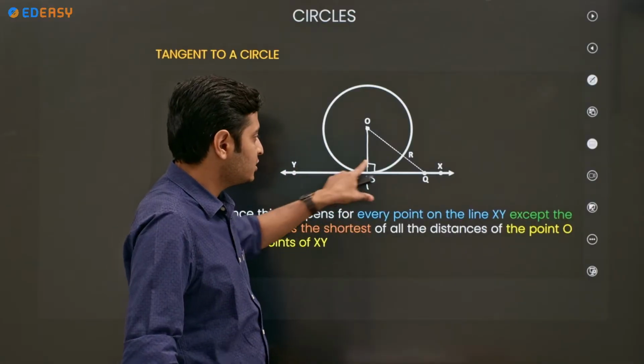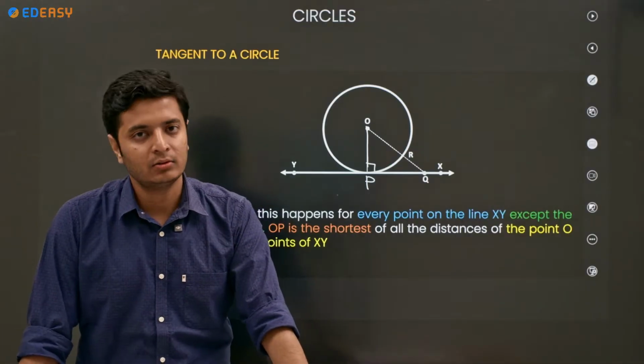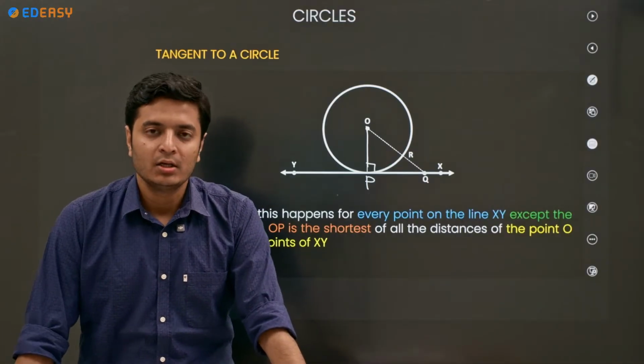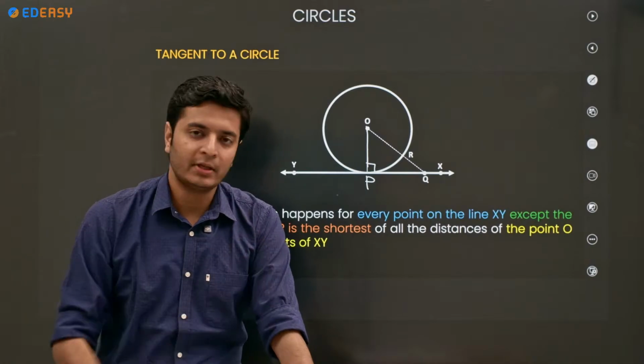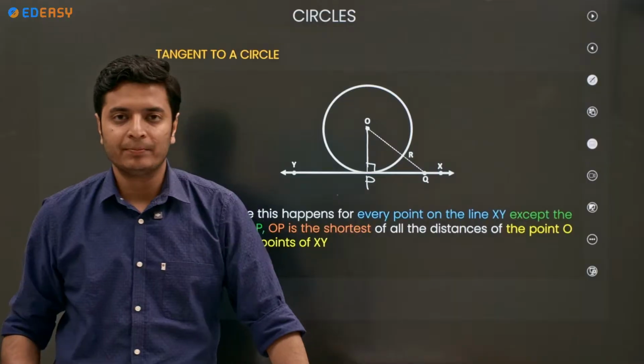If OP is shortest, then it will be making a 90-degree angle, or it is perpendicular to the given line XY. So this is how you can prove theorem 10.1. Very easy to prove. You can very easily score in this chapter.